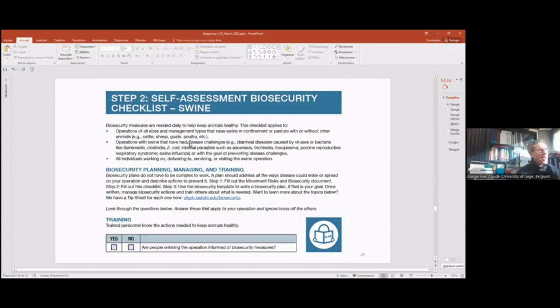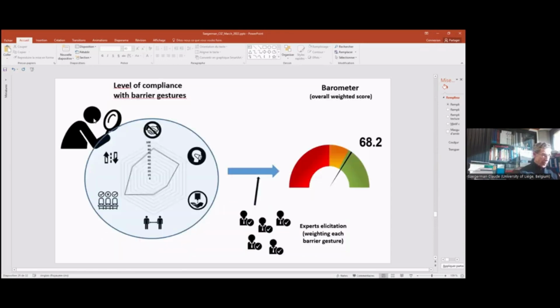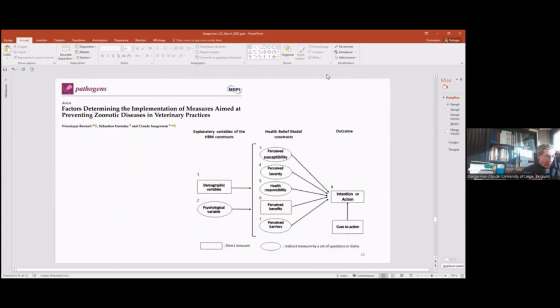You also have self-assessment of biosecurity by way of a biosecurity checklist. You have an example there, and it's completely available online for free. We also assess the level of compliance with barrier gestures like this during the COVID pandemic. And with expert citation about the weighting of each barrier gesture effect, it is possible to build a sort of barometer directly available online.